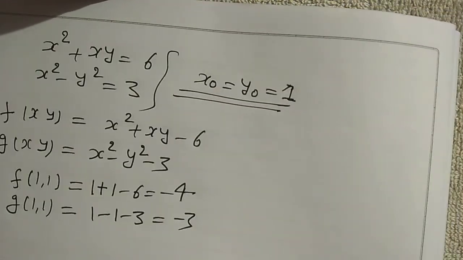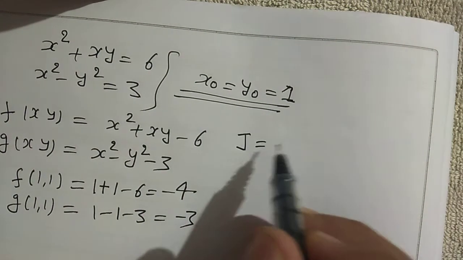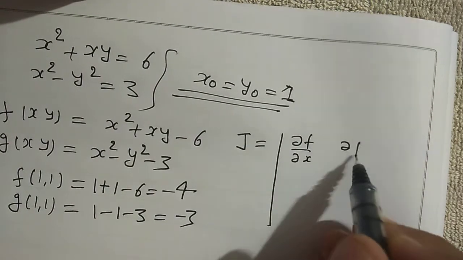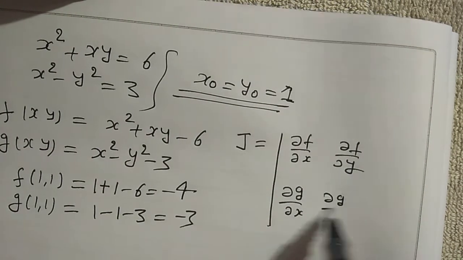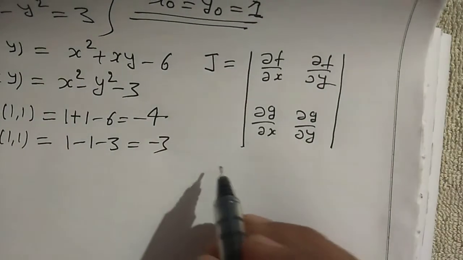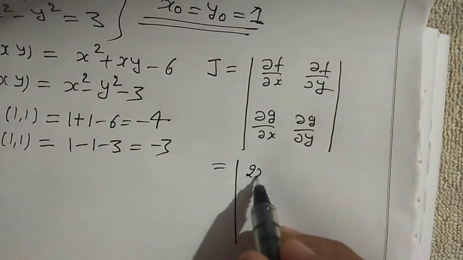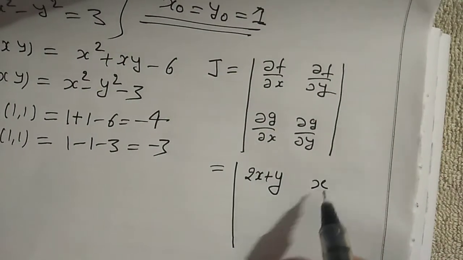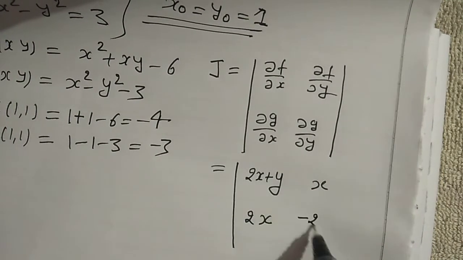And we need the Jacobian matrix. So let me write the Jacobian matrix. J equal to del f by del x, del f by del y, del g by del x, del g by del y. So del f by del x means 2x plus y, fine. Del f by del y equal to x. Del g by del x means 2x. Del g by del y equal to minus 2y.